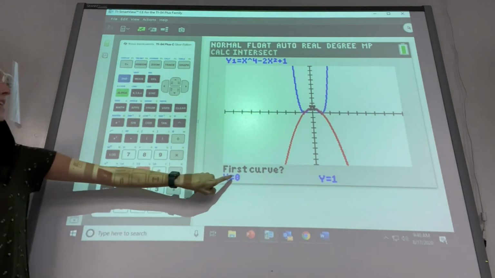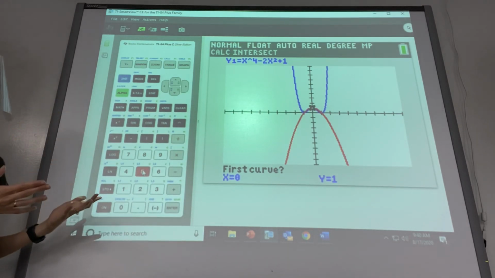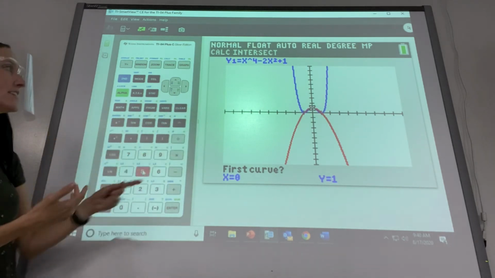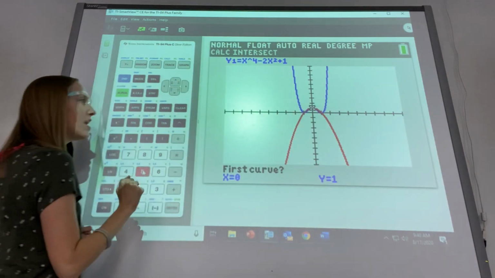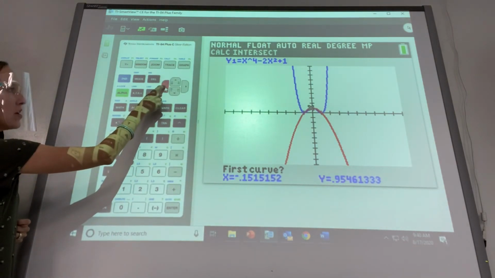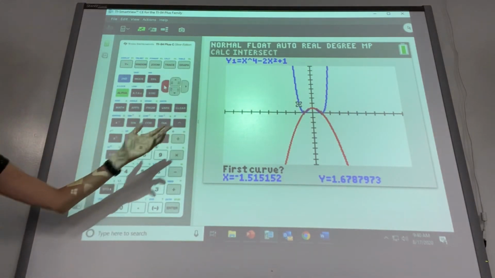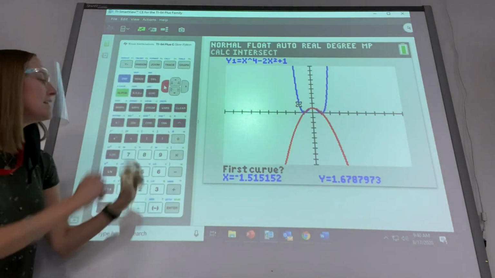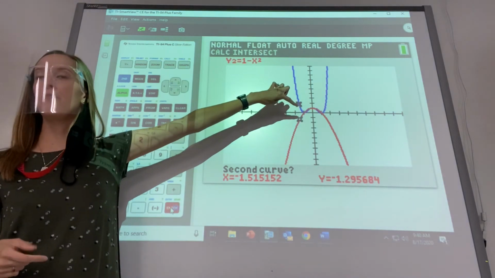The first question says, first curve, question mark. Now, what we need to do here is make sure which curve our cursor is on. Right now, I can't really tell if it's on the blue one or the red one. So I'm just going to hit the left arrow here to bring it over. And okay, I can see clearly now that it is on the blue graph. Your calculator might not be blue, but it's on the one that's on top. So I'm going to hit enter. I'm calling that my first curve.